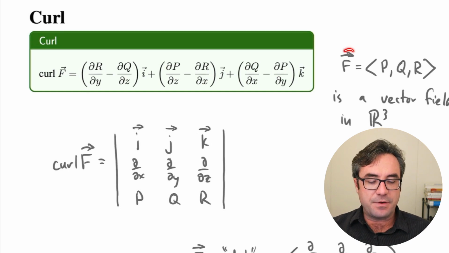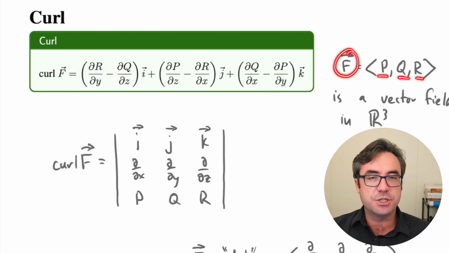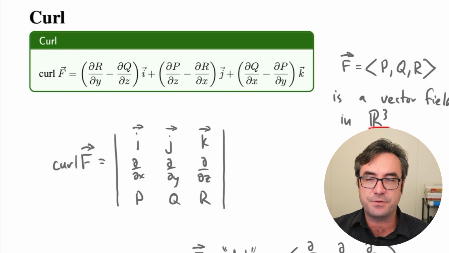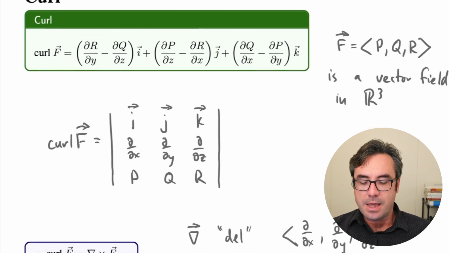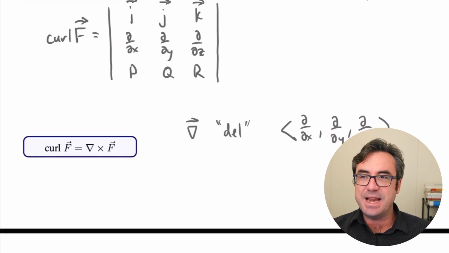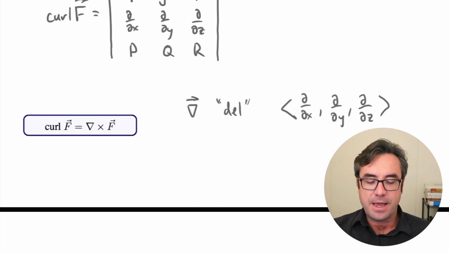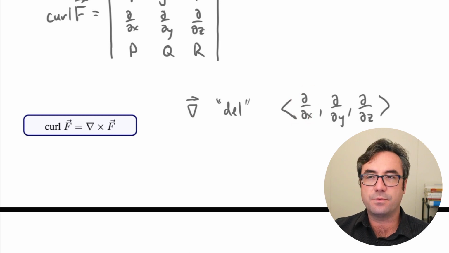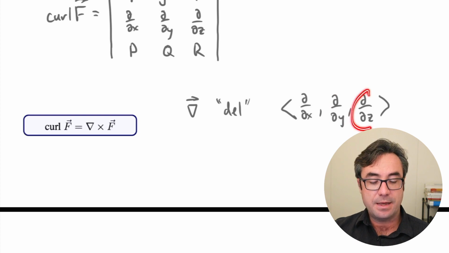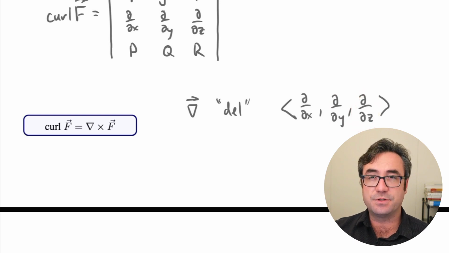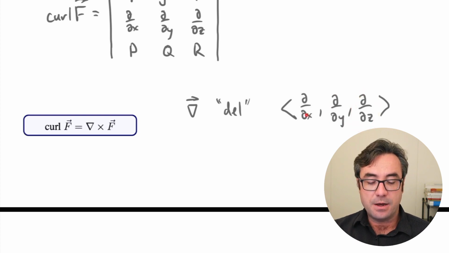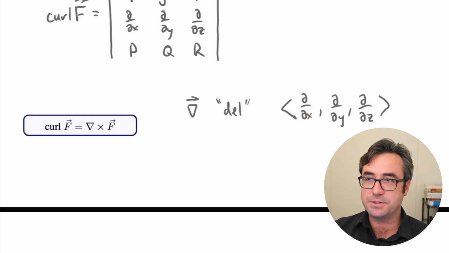So we have our vector field F with component functions P, Q, and R. So this is a vector field on R3. And we have this del operator. This is our vector derivative operator. And what it does is it says apply the partial derivative with respect to x, apply the partial derivative with respect to y, and apply the partial derivative with respect to z for each of those components.